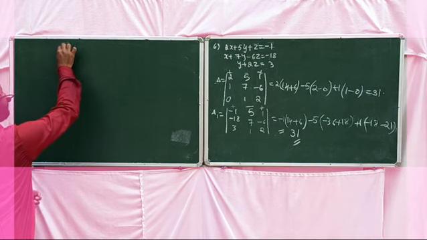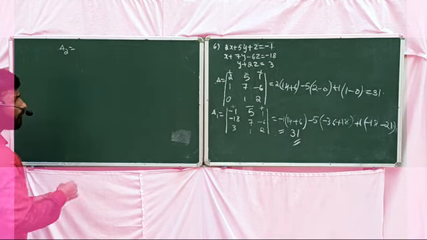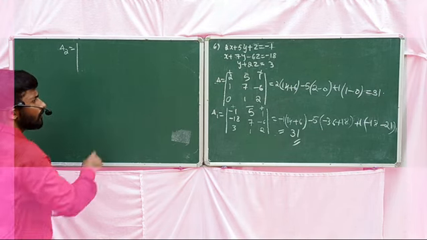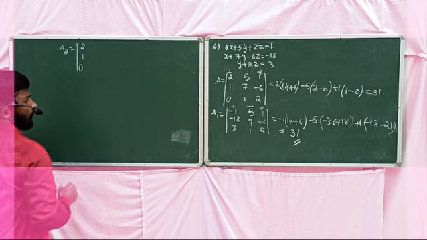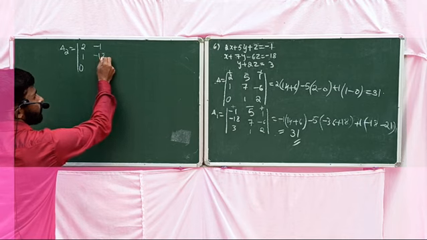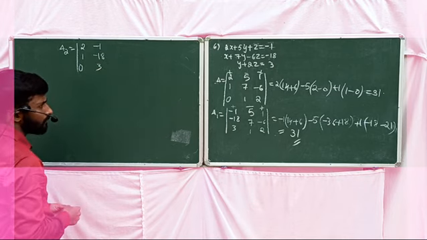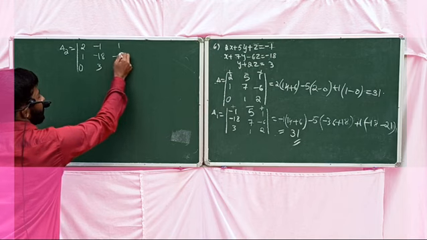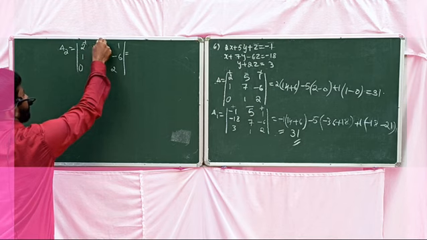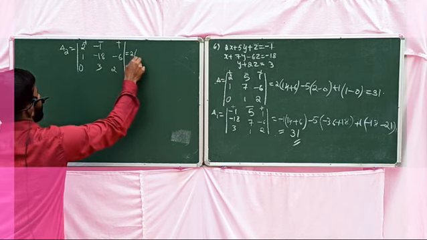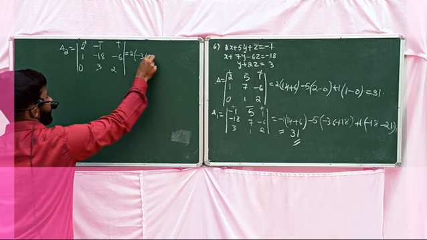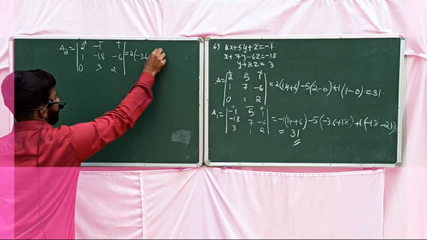Next delta 2 value, delta 2 is equal to, replace coefficients of y by the constant terms. So 2, 1, 0, first column, coefficients of y is replaced by the constants, minus 1, minus 18, 3, and coefficients of z remain same, that is 1, minus 6 and 2. Calculate the determinant value, plus minus plus 2 into minus 18 into 2 minus 36, minus 6 into 3 minus 18, by formula one more minus, it's equal to plus 18.